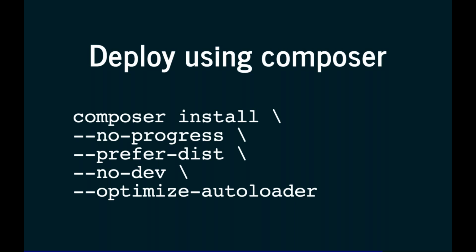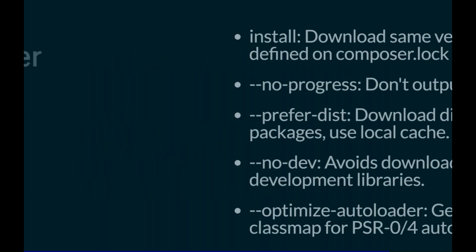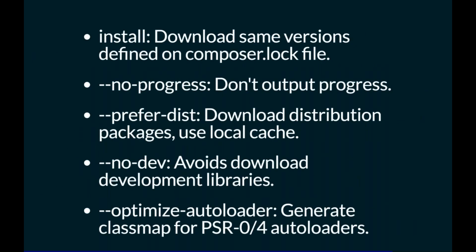Okay, so remember, when you want to deploy your project, you should run composer install. What does composer install do? It installs exactly the same versions defined on that composer log file. Okay, and no progress will omit any progress output, because when you're deploying, you maybe don't want to see that. Prefer dist means it will download the package version of those distributions instead of git cloning every single dependency of your project. It will get the zip or the tar distributable file for each one of the dependencies.